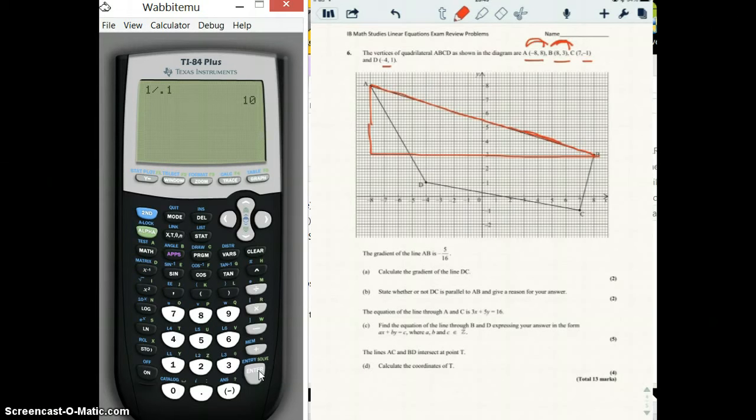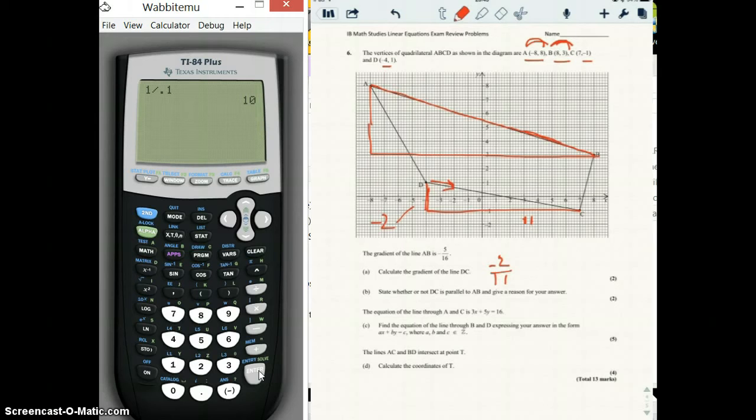Okay. Now let's calculate the gradient of line DC. Now there's a couple ways to do that. Remember, we could take this triangle here. We could calculate using that triangle. Let's do it that way first. Okay. So we can see that the rise, now we're going this way, so the rise is -2, right? Because it's going down. The run is positive 1, 2, 3, 4, 5, 6, 7, 8, 9, 10, 11. So the rise is -2, and the run is 11. So this would be the gradient.